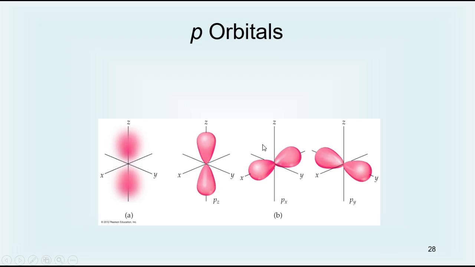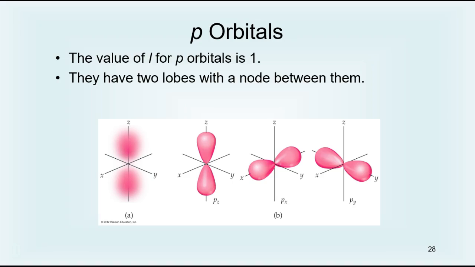For the p orbitals, again, by solving that wave equation, this is where we're getting this shape from. We know that the p orbitals have 2 lobes with a node in between them. So again, that node means there's 0 probability of finding the electron here.